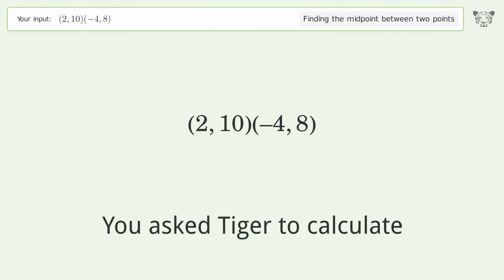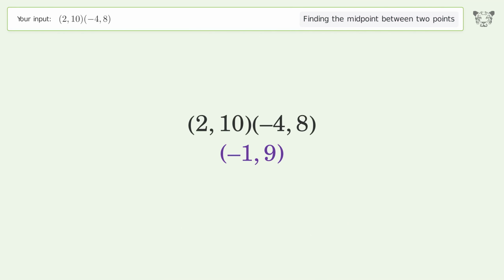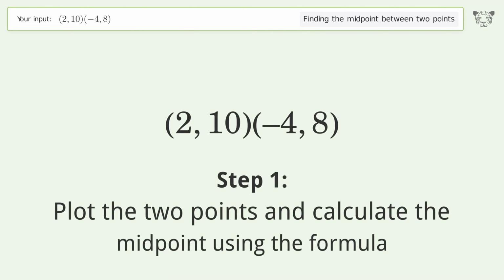You ask Tiger to calculate. This deals with finding the midpoint between 2 points. The midpoint between the 2 points is -1,9. Let's solve it step by step. Plot the 2 points and calculate the midpoint using the formula.